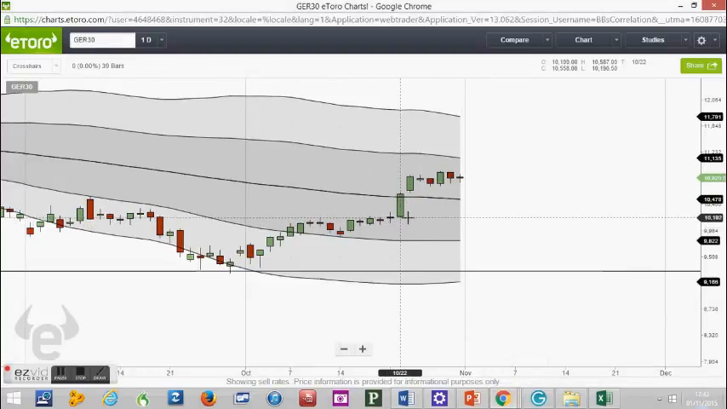We can also demonstrate that on the DAX 30. As you can see, on the Thursday we had the rally, and on the Friday we had another rally. So you get the picture.